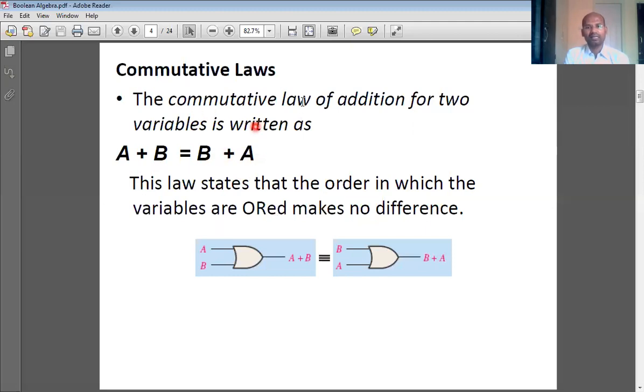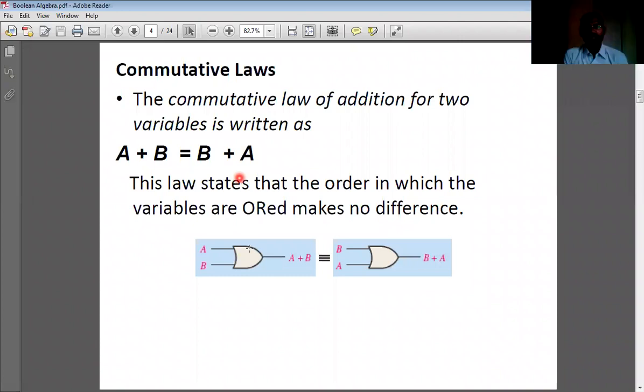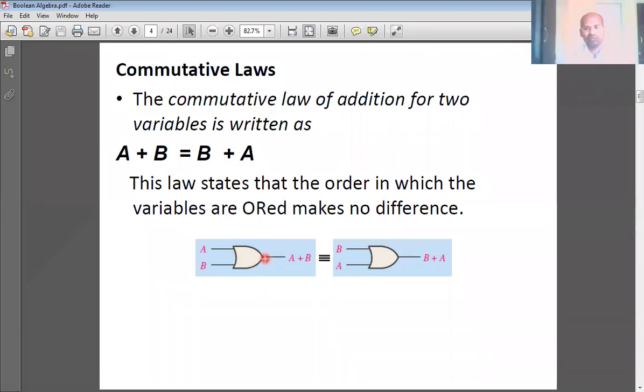For the commutative law for addition, addition is nothing but the OR operation. In digital electronics, addition is nothing but the OR operation. So we are describing this commutative law in terms of the OR gate, because this OR gate represents the addition operation in Boolean algebra. So we can use the OR operation to describe this commutative law.